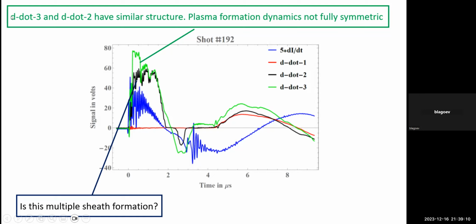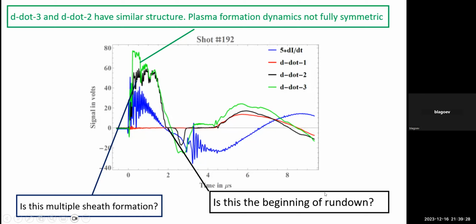No, here the D3 and D2 have similar structure. It shows that the formation of the plasma is not fully symmetrical. And these flat regions probably show that this is the beginning of the rundown.